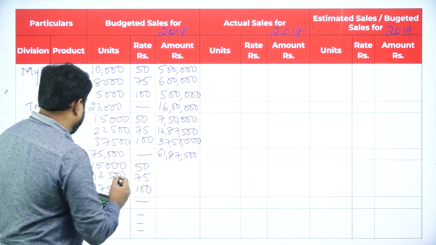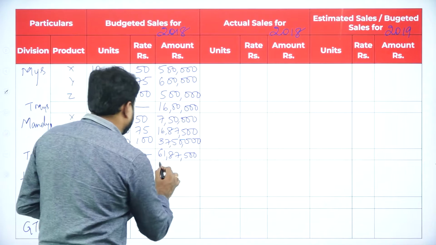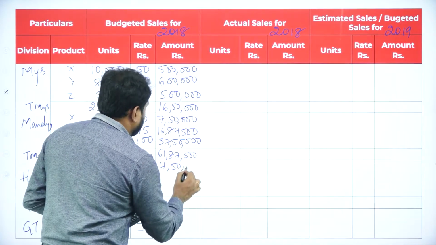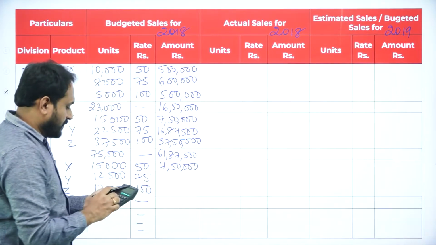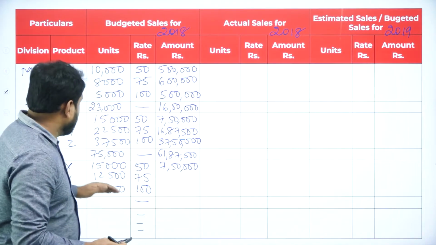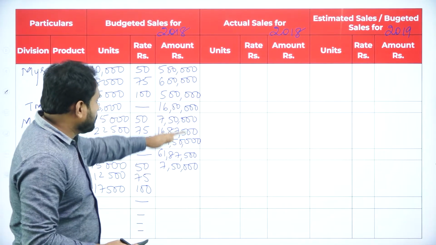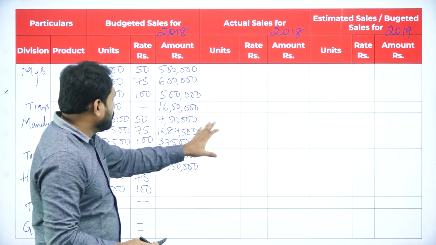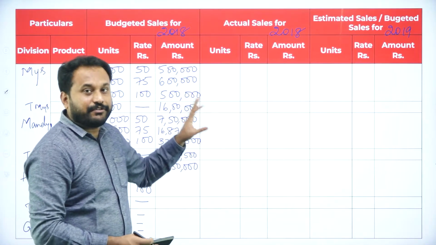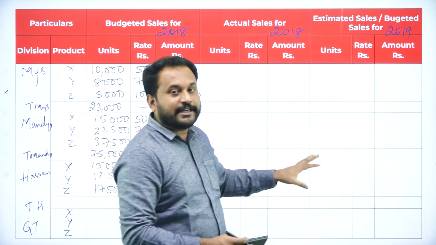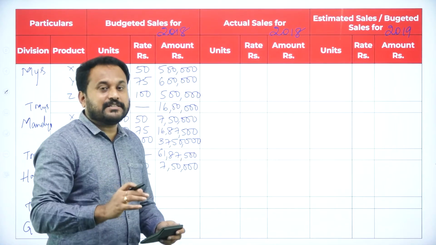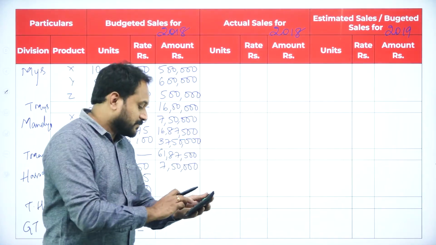Now calculate this. 5 15s are again 75, that is 7,50,000. And the next one here, the same thing you are supposed to go with. I know that the numbers are too much, but don't worry here, students. It's a 15 marks question. You will definitely get 15 on 15 if you have patience and if you calculate properly.